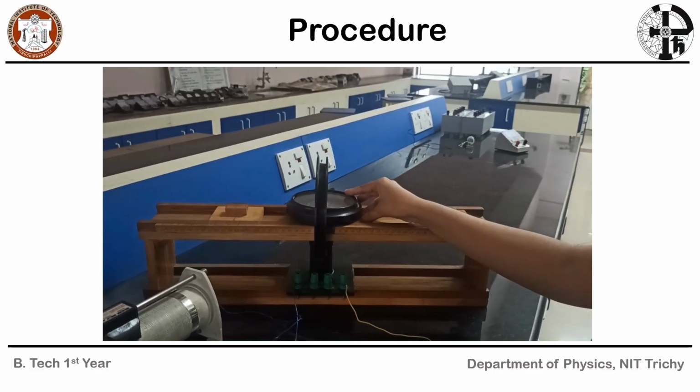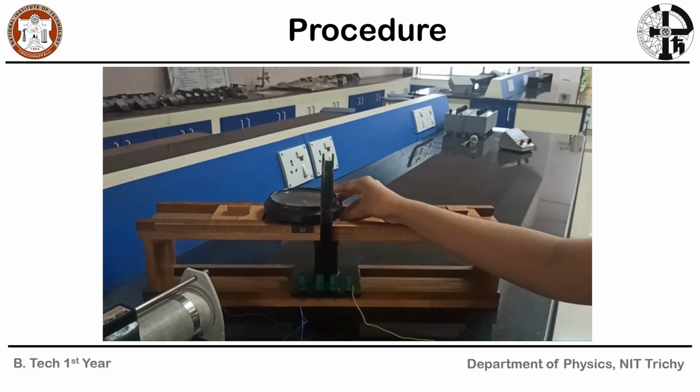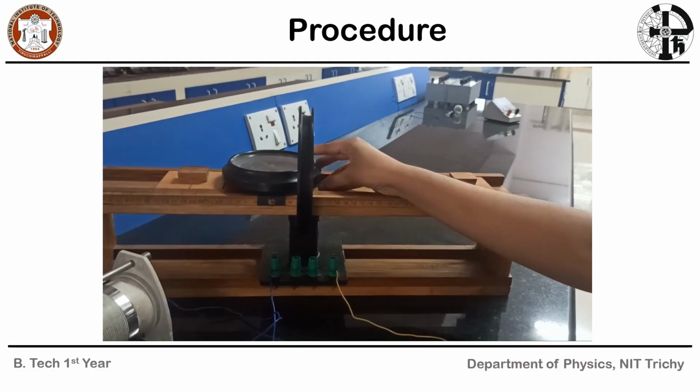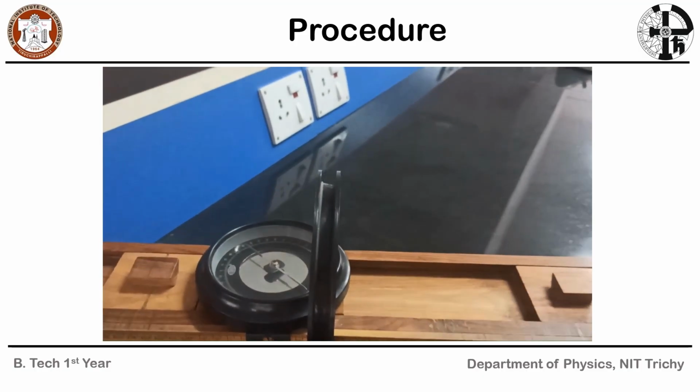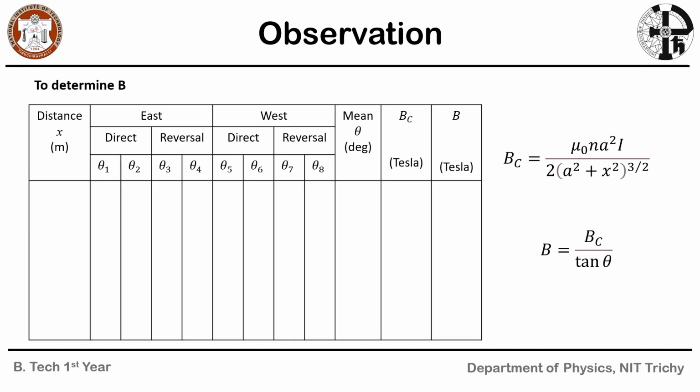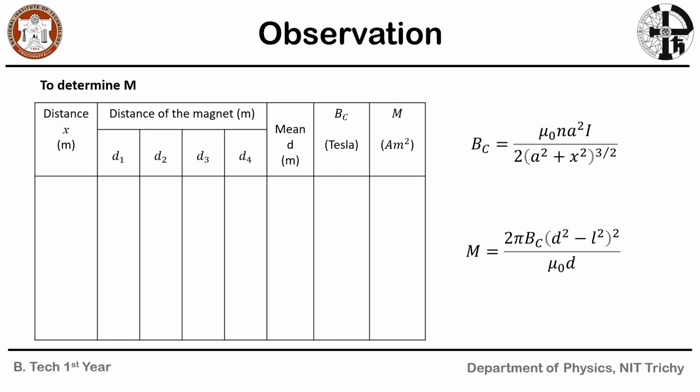We will repeat the same procedure on the opposite side also. And from here, we will get the deflections theta 5 to theta 8 and d3 and d4. And we will repeat the same procedure for different x values. This is the observation table for the different compass box deflections for different x values. Using this, we can find out BC and B. This is the table for the distance of the magnet for different x values. From here, we will calculate M.